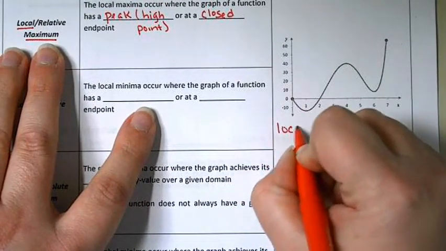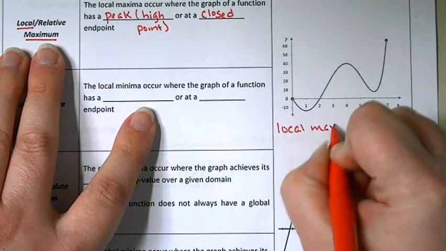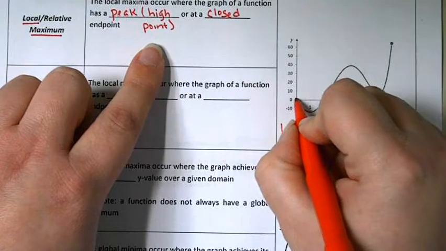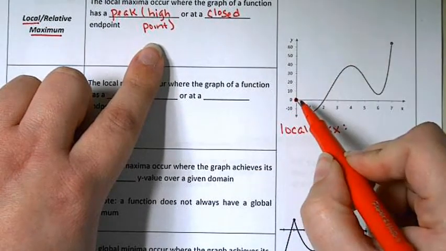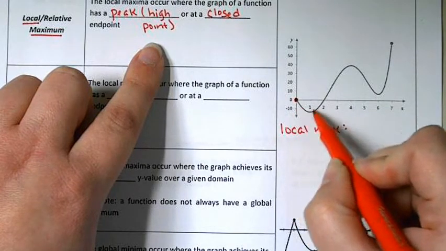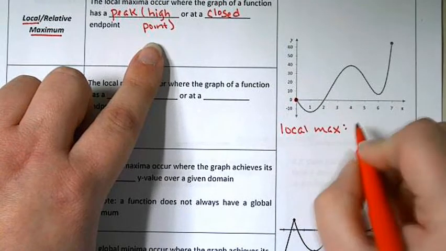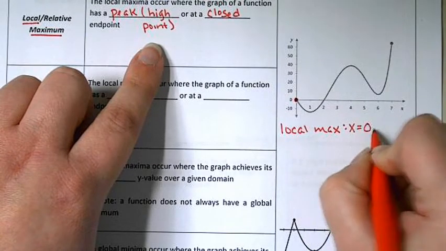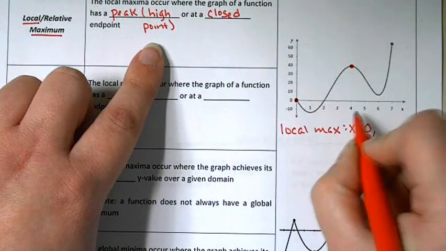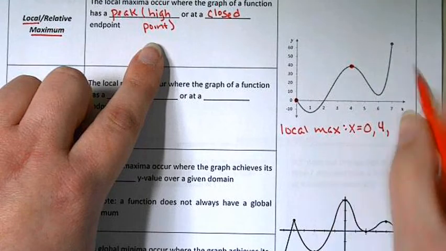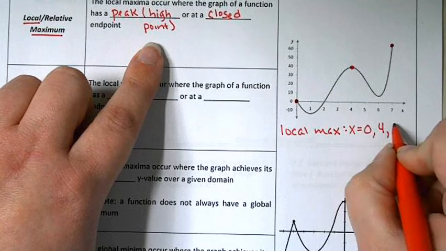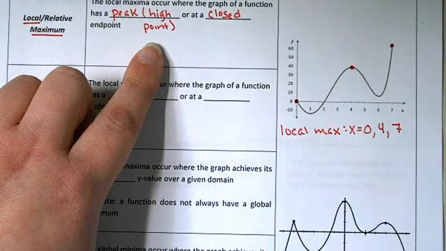So local max, they need to occur at peaks or high points. When we look at this graph, there's actually a local max right here at 0 because in relation to this portion of the graph here, this is a maximum. So we have a local max at x equals 0. And then as we move along our graph, we have another peak or high point here at x equals 4. And then we have our final local max at the endpoint, which is x equals 7.